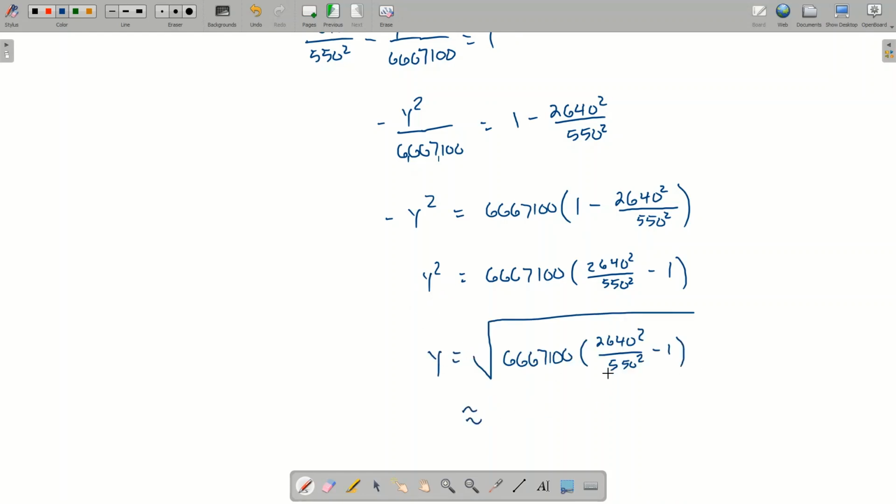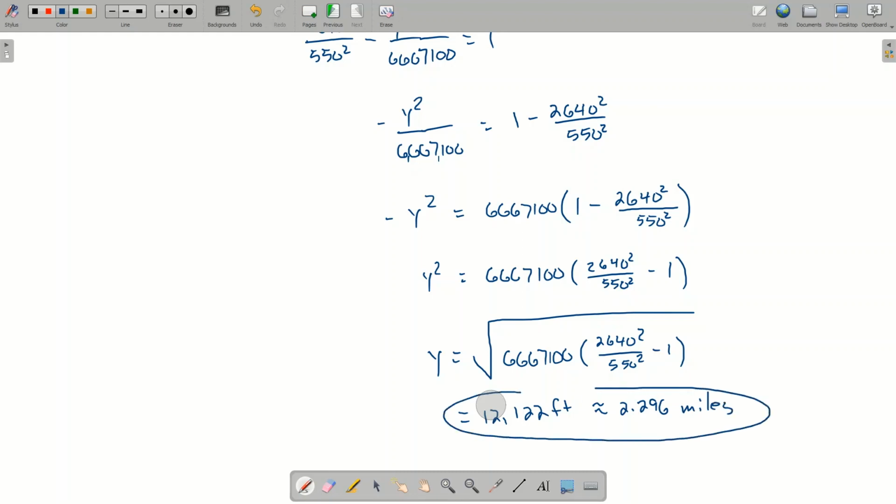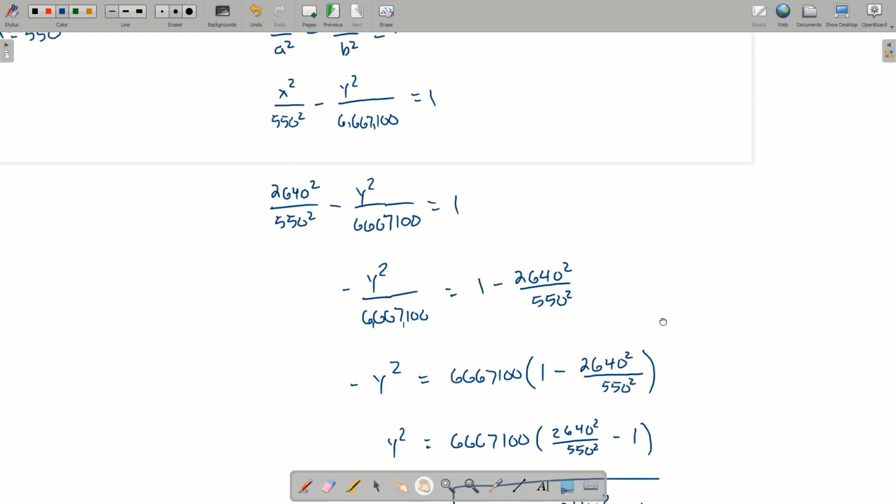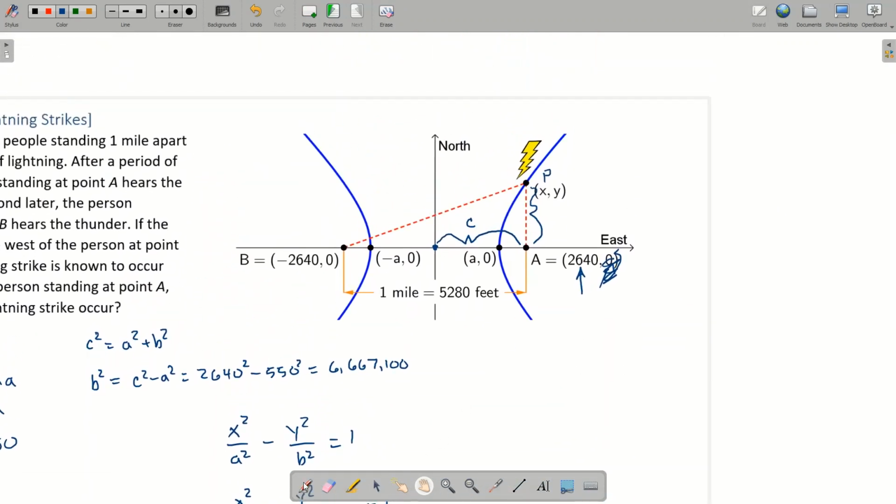That could be put in your calculator and comes out approximately to, actually I think it comes out exact, to 12,122 feet, or approximately 2.296 miles. So that represents this vertical distance right here. Right, we plugged in 2,640 into our formula, and we got that that was 12,122 feet.